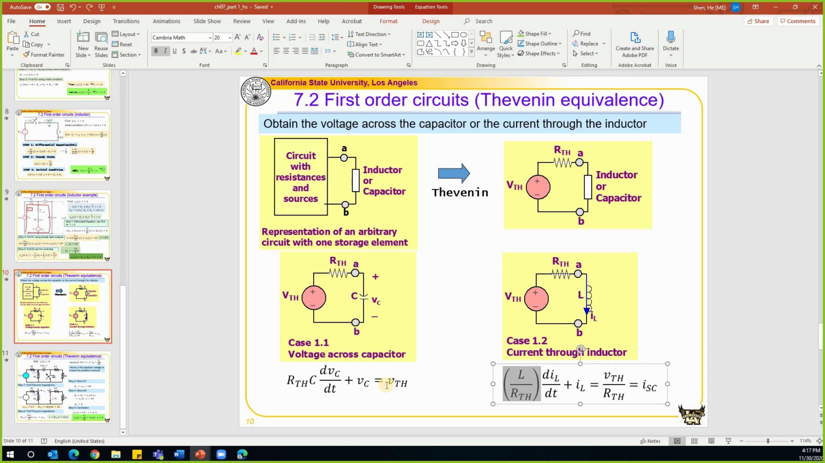Something else we can find from the circuit is the steady state value, which is K1. For the capacitor circuit, K1 is equal to VTH, because K1 is the value on this right hand side. For a circuit with the inductor, K1 is equal to ISC, which is also equal to VTH over RTH, because we are looking for current over here. So if we look for the current through an inductor, the steady state value is VTH over RTH, which is also equal to ISC. All right, so we summarize all the conclusions that we need to know about this topic.